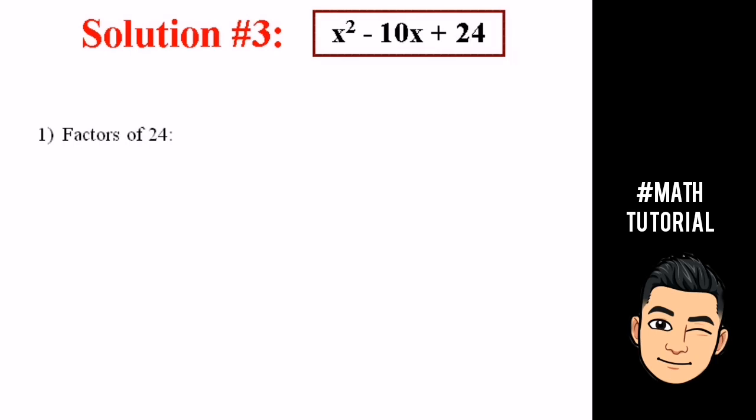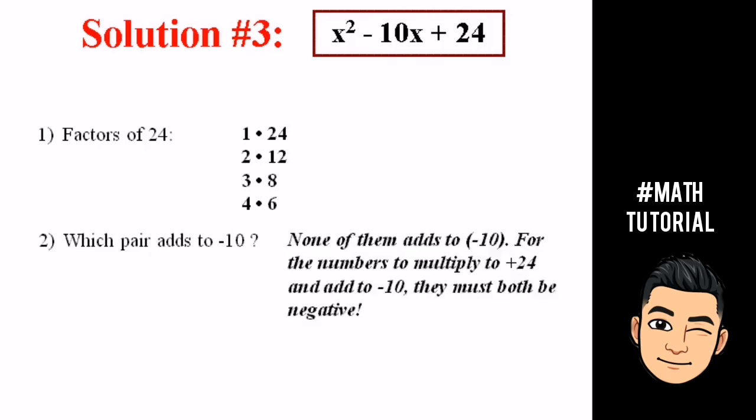Solution 3. We are asked to factor x squared minus 10x plus 24. Factors of 24 are written 1 and 24, 2 and 12, 3 and 8, 4 and 6. We need to get the middle term negative 10. So which of these factors adds to negative 10? Please take note of the sign. None of them adds to negative 10. For the numbers to multiply to 24 and add to negative 10, they must both be negative.